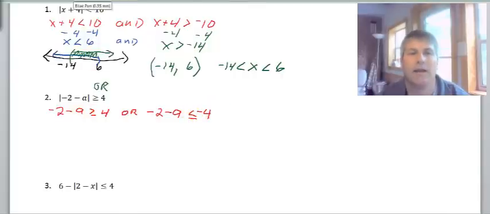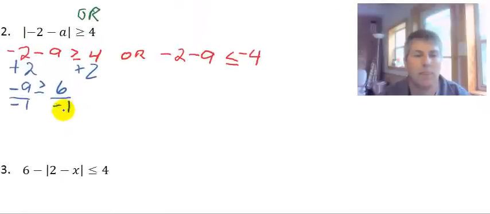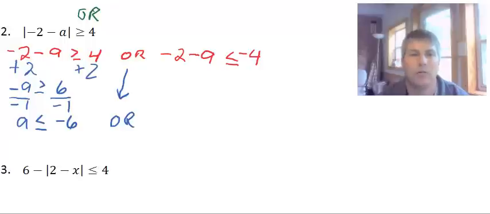So now we go ahead and solve. I will solve the left-hand side. I will add 2 to both sides. I get the opposite of a is greater than or equal to 6. I have to divide by negative 1. So I get a, change the direction, less than or equal to negative 6. It's an or problem, so I'm going to bring down my or to make sure I don't lose track of it. And we'll go ahead and solve the right-hand side.